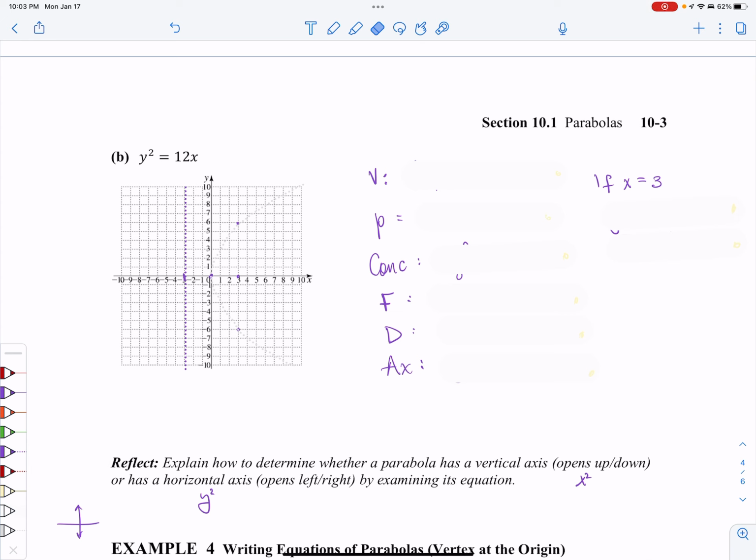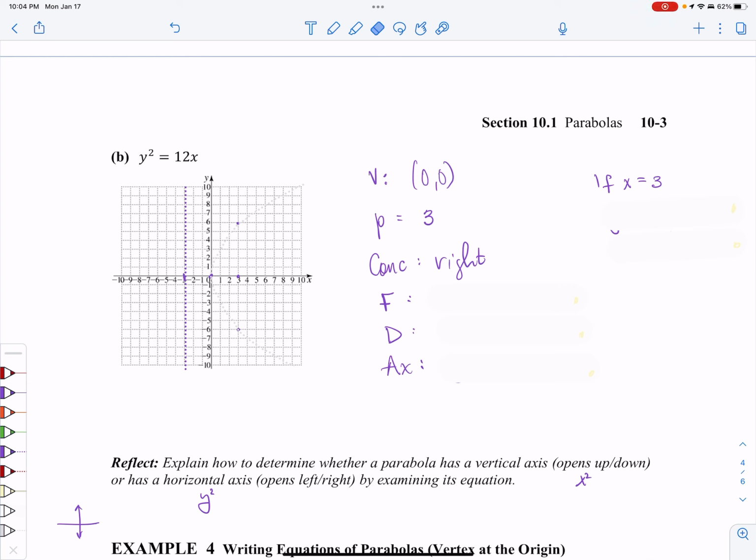All right, so for example 3, part B, our vertex is going to be at 0, 0. P-value, 12, is equal to 4 times p. So my p-value is going to be 3. My y's are squared, so it has to be right, left. And since my p-value is positive, it's going to be concave right.